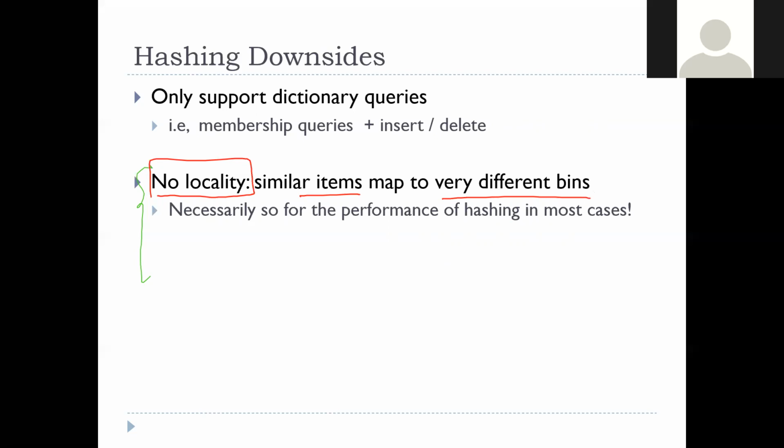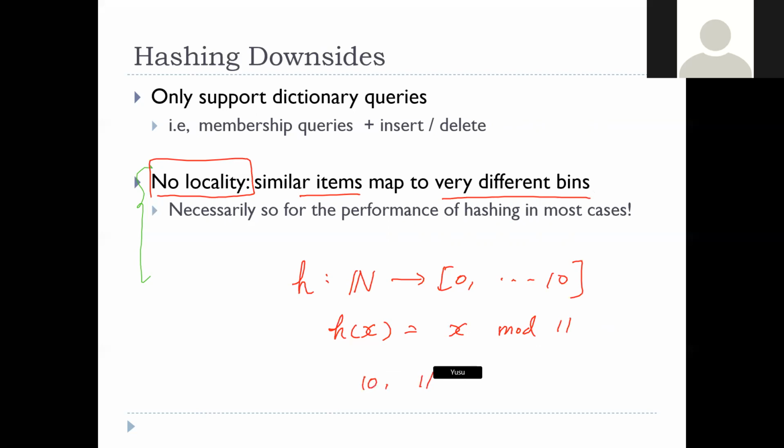In fact, even with the previous example, let's say that we look at our hash function from the natural numbers to 0 to 10. Remember our hash function is basically x mod 11. Now imagine that I take elements 10 and 11. So 10 got hashed to 10, but 11 got hashed to 0. So 10 and 11 are neighbors to each other, yet their hash values are very different. So you don't have this locality.